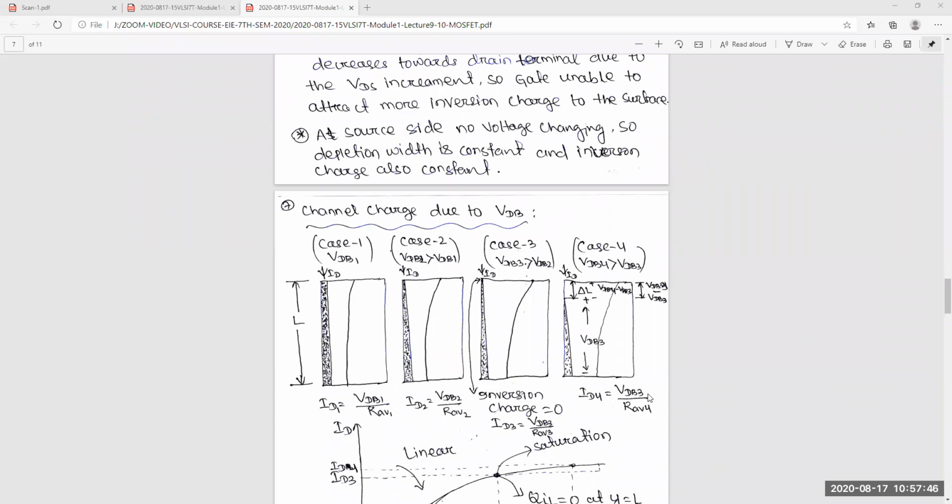Sir, can you please explain again how this happened? VDB3 by R average 4. Because I understood that it was 0, then after that. That part, the third case, you understood? Yes, sir. Okay. So again, the fourth case, what happened?